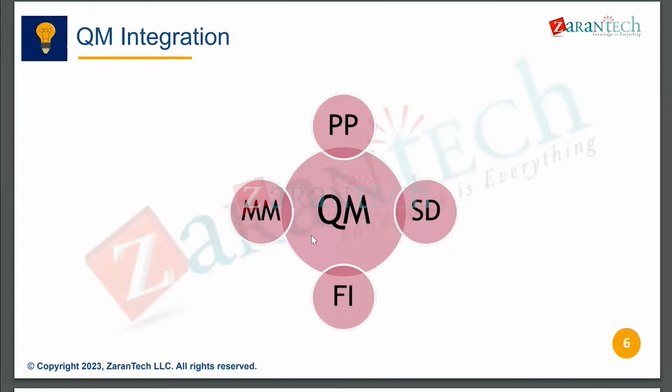Okay, it means production is continuous, but in parallel quality checking is also happening. We are not stopping the production there, we are just correcting the production. Okay, that is in-process quality.